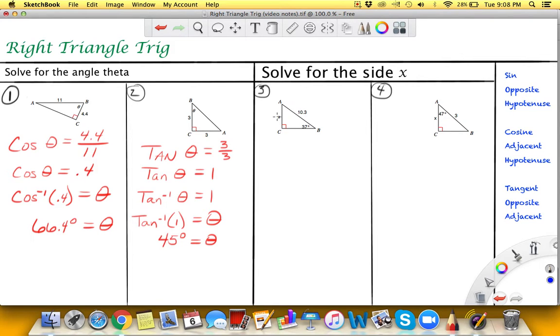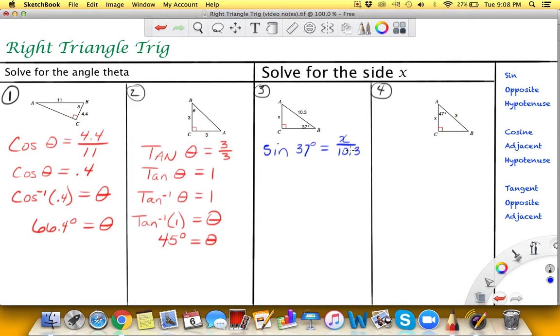So in example 3 they give us this segment AC, which has a length of x. Notice that segment AC is opposite this given angle of 37 degrees. So it's opposite or across from there, and then the hypotenuse is always the longest side, which is also directly across from the 90-degree angle, or opposite the 90-degree angle. So in this case, we have opposite over hypotenuse, so we need to use the sine function. So the sine of 37 degrees is equal to x over 10.3.